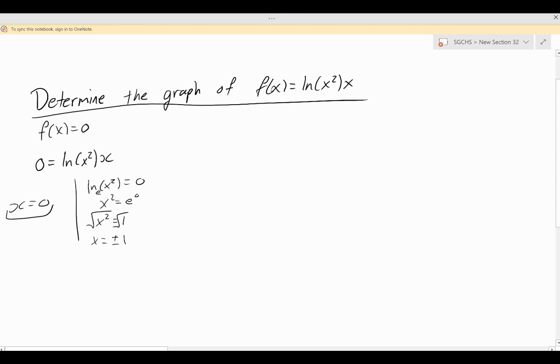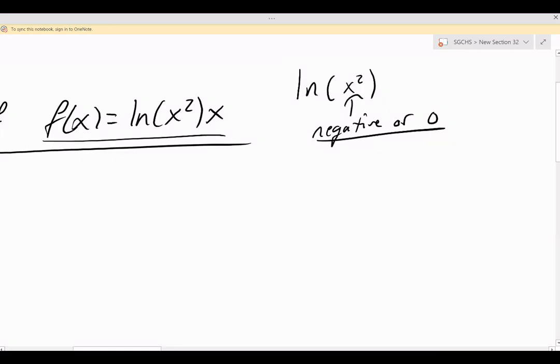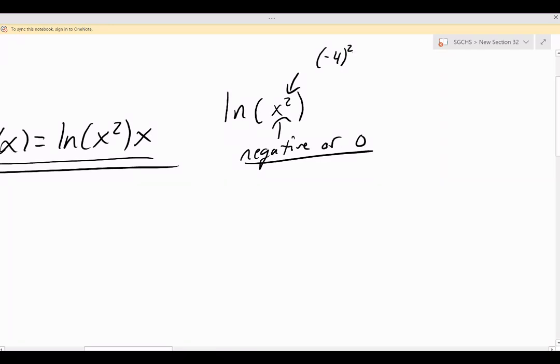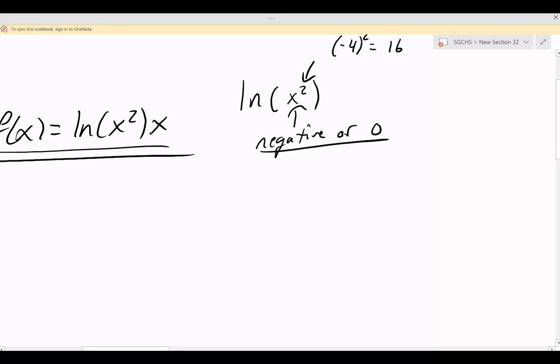Now, before we move forward, we have to ask ourselves, are there any restrictions that x cannot be? Well, remember, inside any type of log, this cannot be negative or 0. The first thing you really want to notice is the fact that this thing is squared. Since it is squared, any number you put in there is going to give a positive number as a result. Even if we put -4 inside that x value, we will pop out with positive 16.